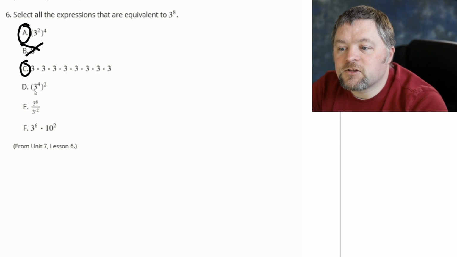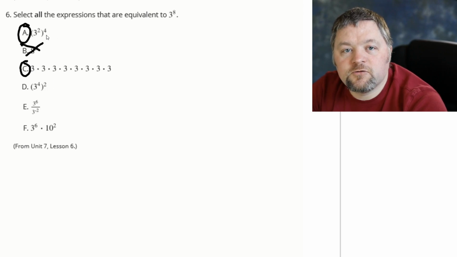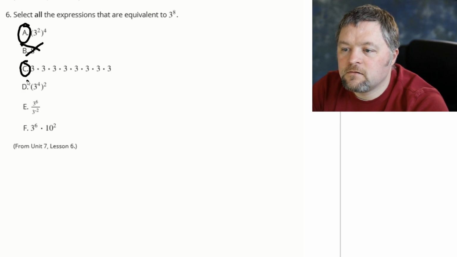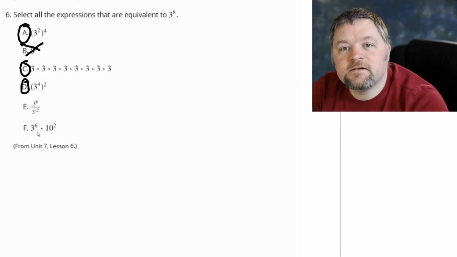D is 3 to the power of 4 raised to the power of 2. Very similar to option A. We need to multiply the exponents. 4 times 2 is 8. 3 to the power of 8. D works.